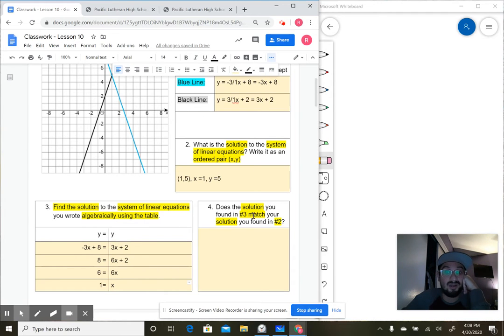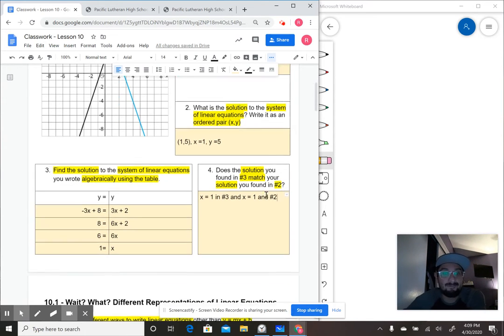Does the solution you found in number 3 match the solution you found in number 2? Yeah, it does. Here, x equals 1, and for our solution in number 3, x equals 1 and in number 2, x equals 1. So it's the same thing. So we were able to solve this system graphically and algebraically now, which is pretty darn cool.